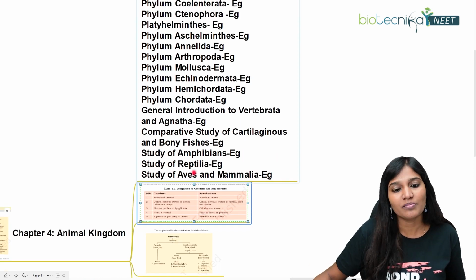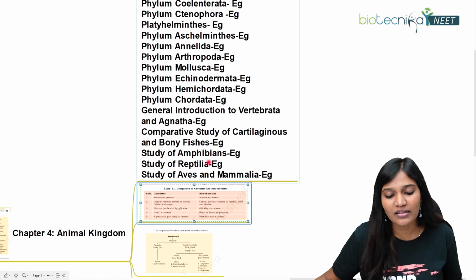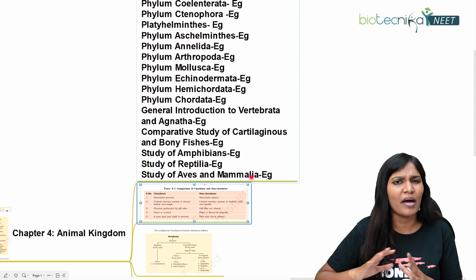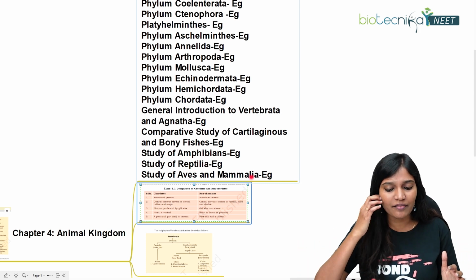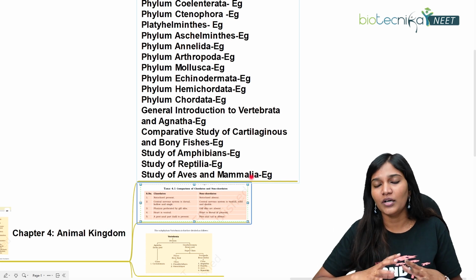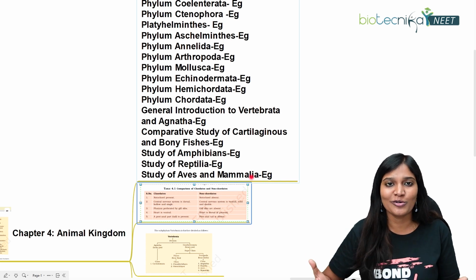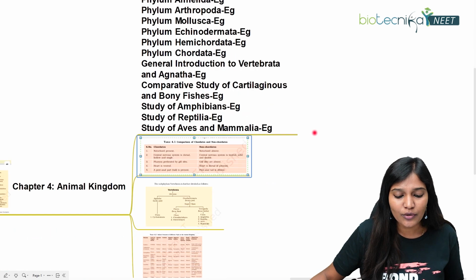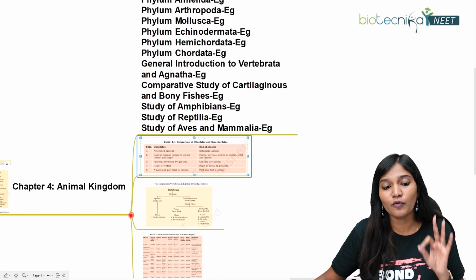And then amphibians, reptilia. Examples underneath this: amphibia, reptiles, aves, and mammals are maximum. In brackets, they will be given. So write everything in the form of an image, or you can call your friends with those names so that you won't forget anything. So you can study Animal Kingdom in the form of a flowchart.